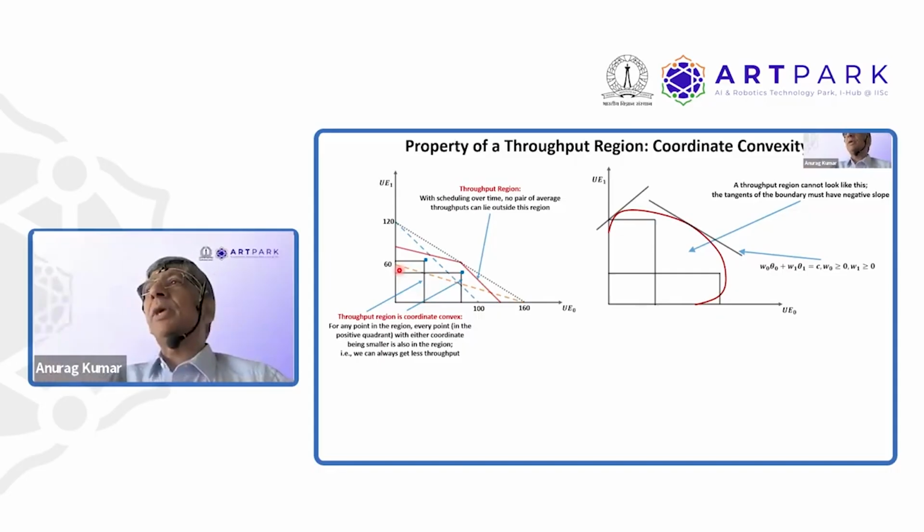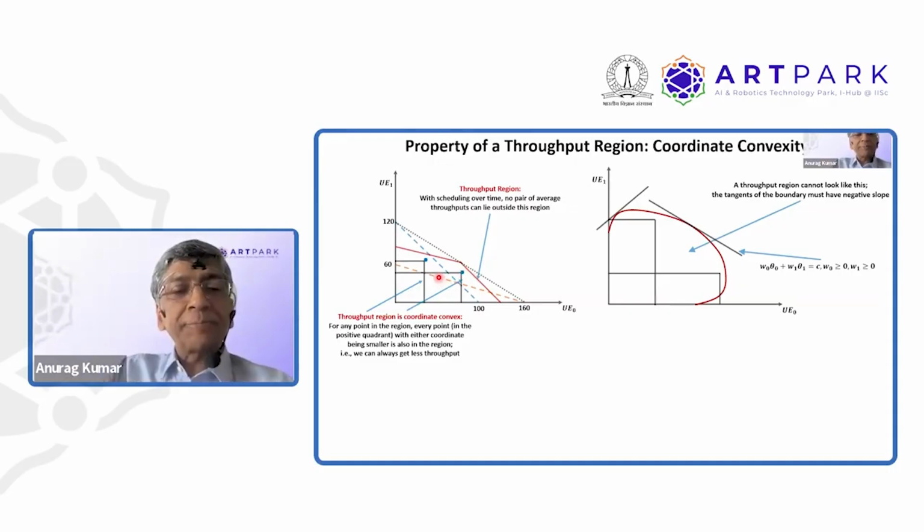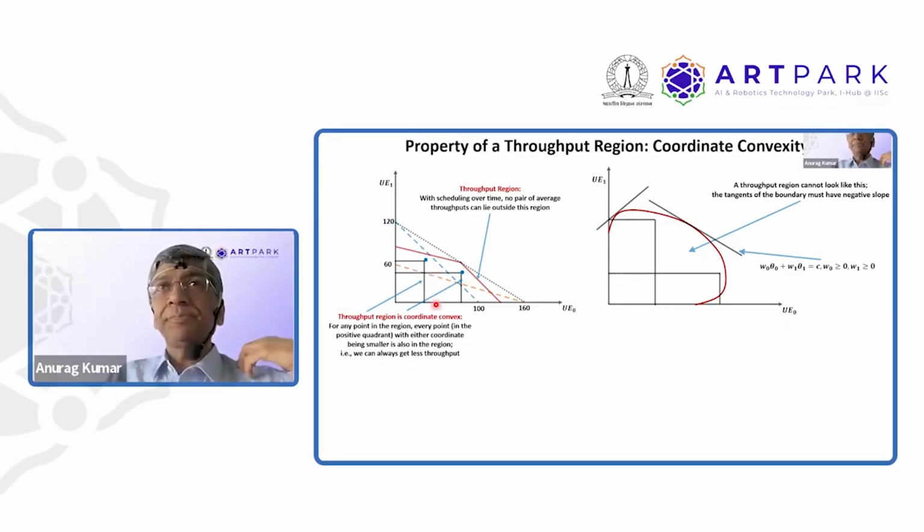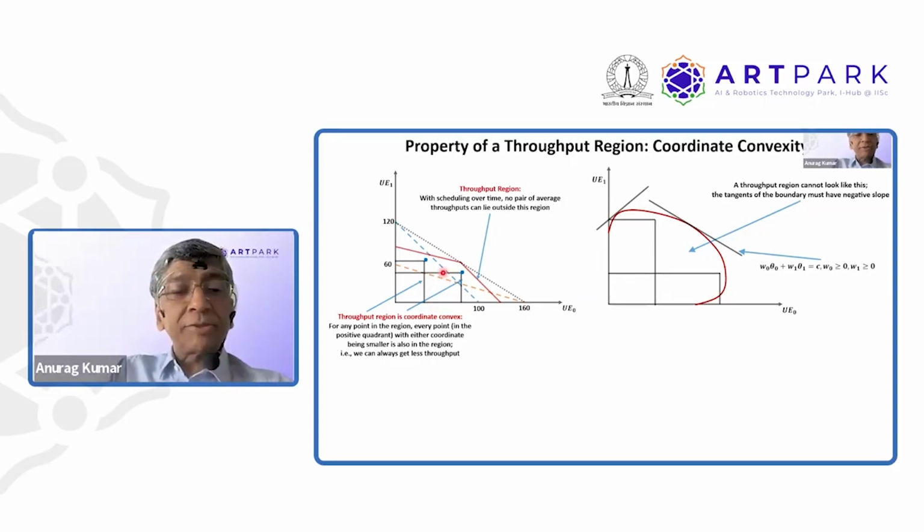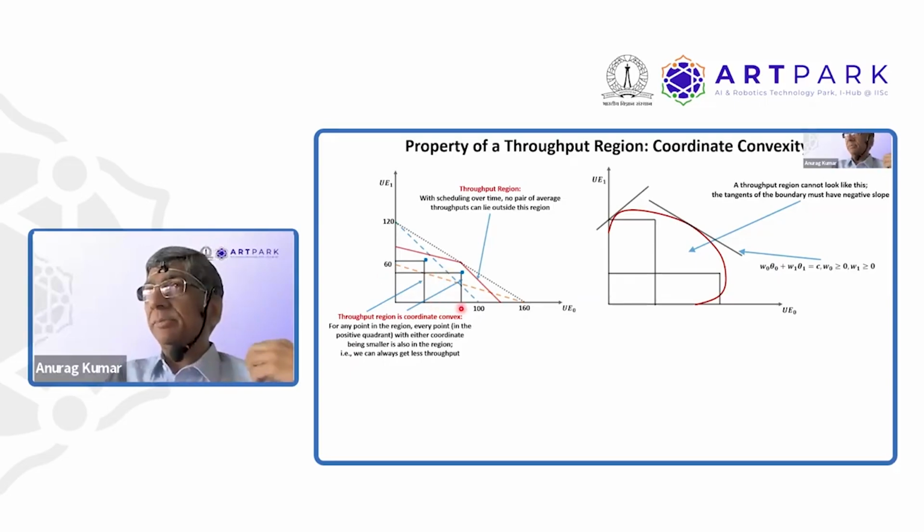How do I do that? I do that by wasting time. Scheduler S achieves this point. Sometimes I simply waste time. How do I get this point? I get this point by retaining whatever the scheduler is giving for UE1, but then just not giving UE0 all its time. So I can get every point in this rectangle by simply wasting time. The scheduler schedules something, I just don't give it that time. So this is the essence of coordinate convexity. The name is a bit unfortunate, but maybe there is some deeper concept there which I don't know.